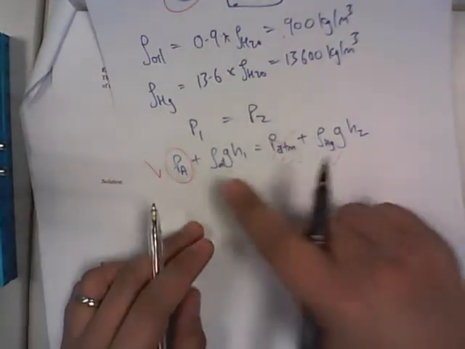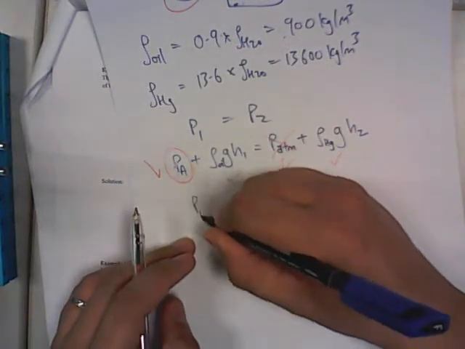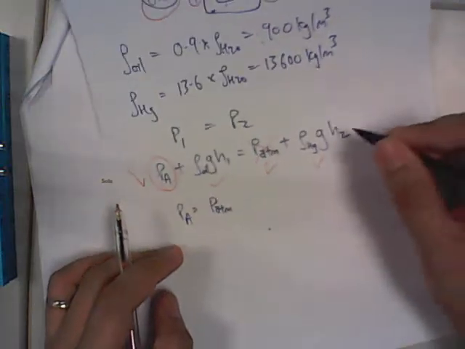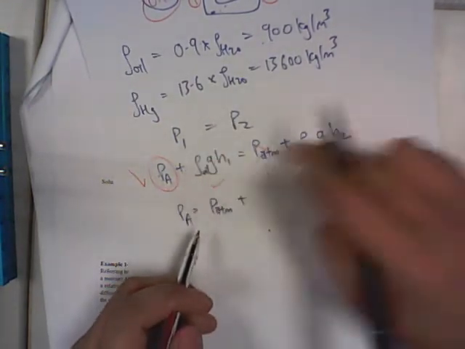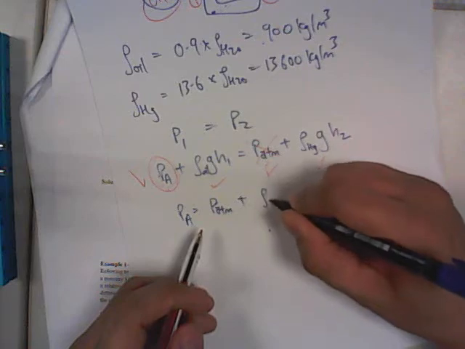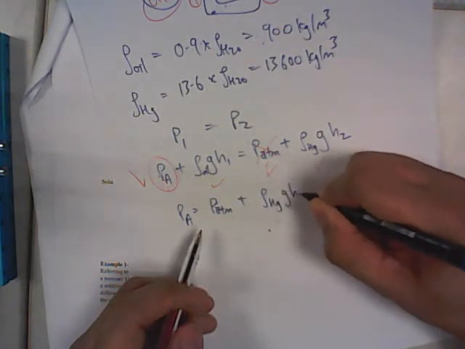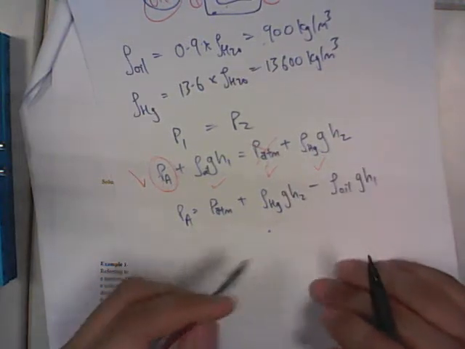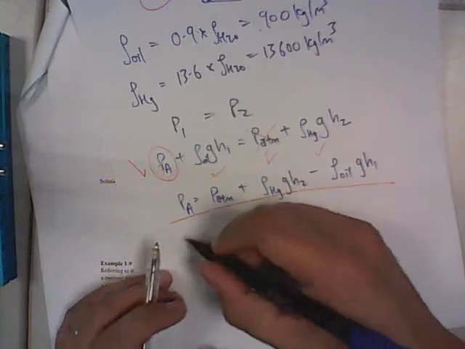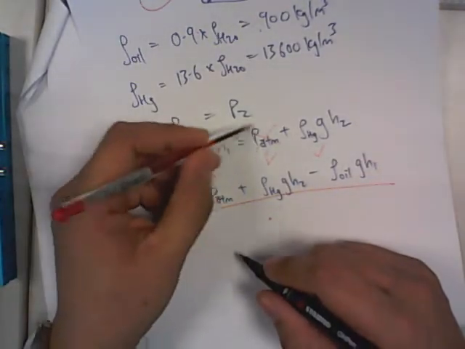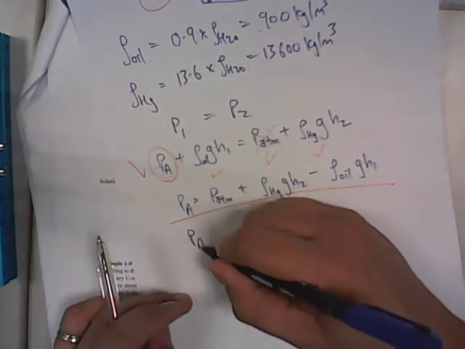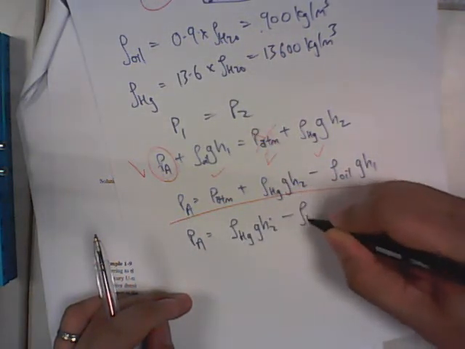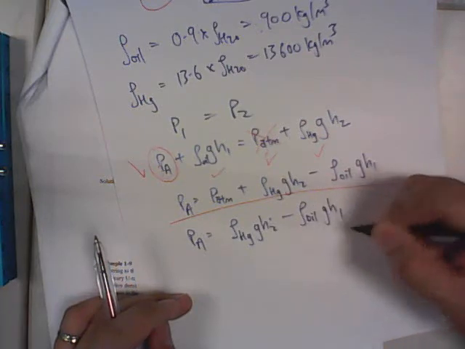Alright, so let's say you are looking for absolute pressure, so PA will simply be atmospheric pressure plus, see, I shift this term over here, it will be rho mercury GH2 minus rho oil GH1. This is your absolute pressure. But if you're talking about gauge pressure, this one is not inside. Your PA is simply rho oil GH1.